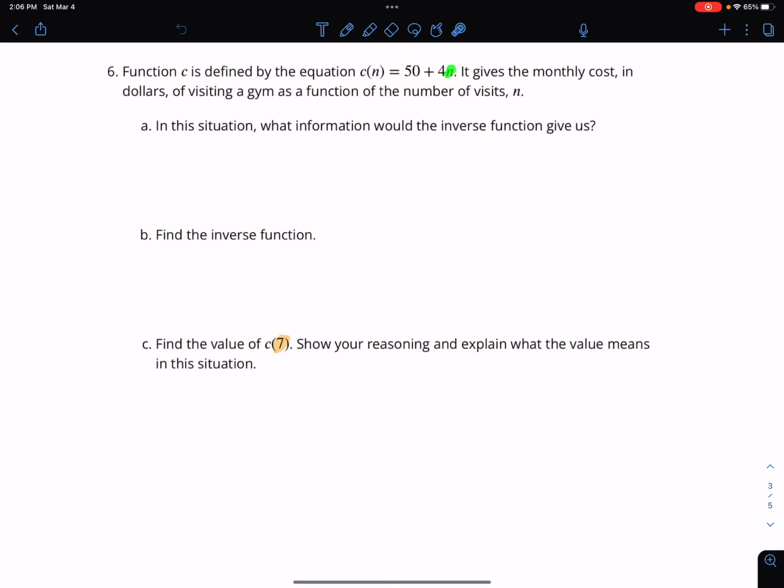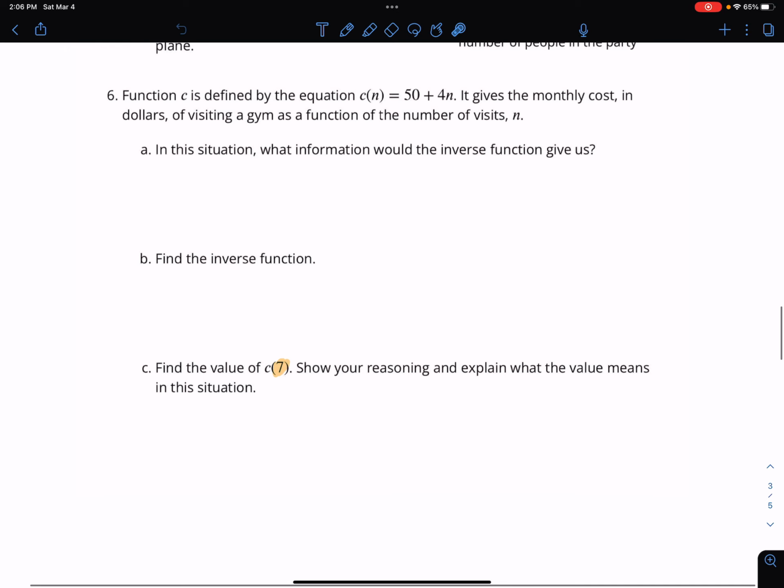Here's n. Here's the number of visits. Just looking at this, I can tell that we're going to pay $4 for each visit, 4 times n. And then we got this 50. This is kind of an expensive gym. You got to pay $50 just for your monthly membership. And then every single time you go, you're going to pay another $4 on top of that. So even if you go 0 times, you're going to pay $50 for the month.